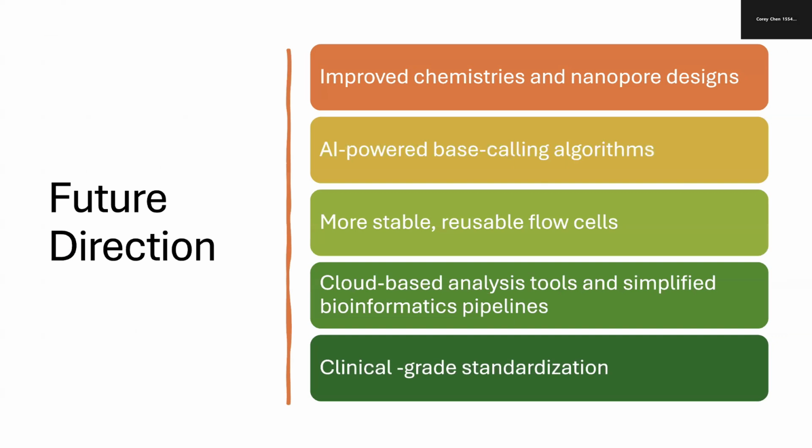To overcome these issues, several innovations are in progress. First, improved chemistries and nanopore designs are already increasing sequencing accuracy, with some kits now reaching over 99% per read accuracy. Second, AI-powered base calling algorithms are reducing error rates and enabling more reliable variant detection.